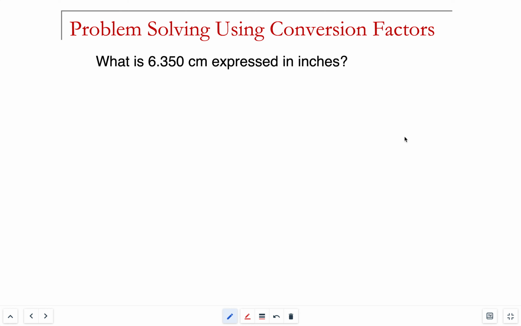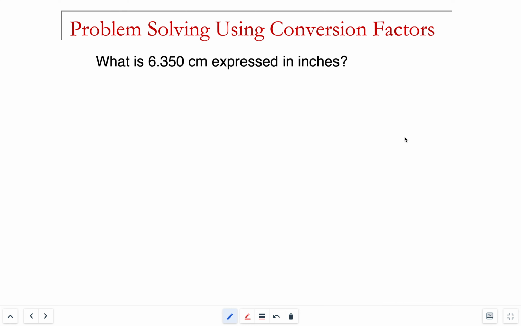So in this lesson, we're going to introduce you to the factor analysis method or the unit analysis method. This is a general method for solving problems in science where you essentially have an algebra word problem. And we're going to look at this first through the example of doing what's called a unit conversion. In this particular problem, we're asked to express 6.350 centimeters in a new unit of the inch. So if we have 6.350 centimeters as a length, what is that same length in inches?